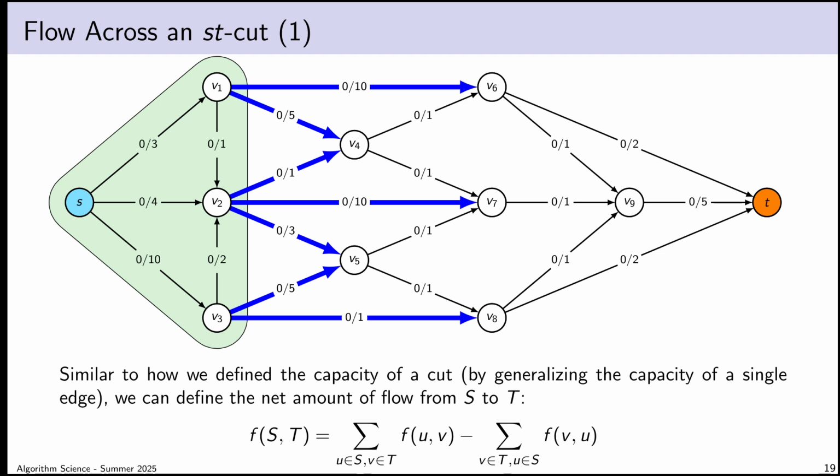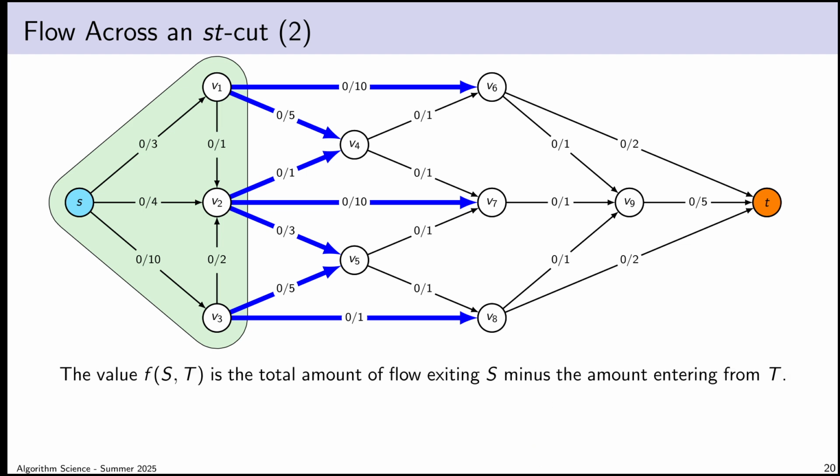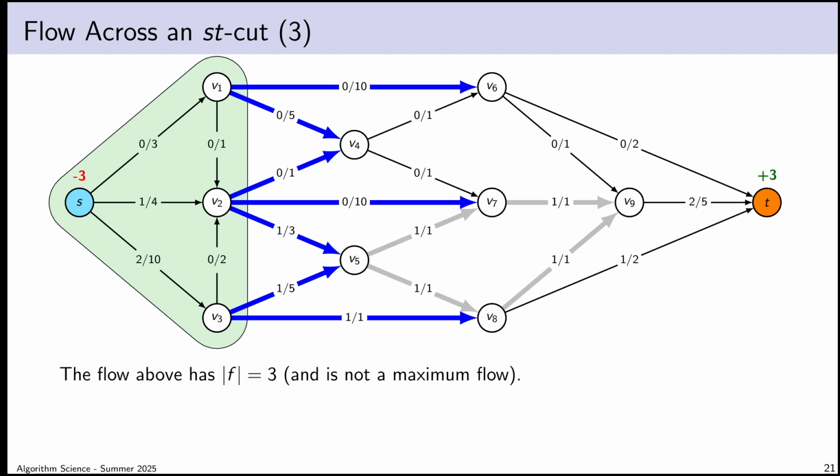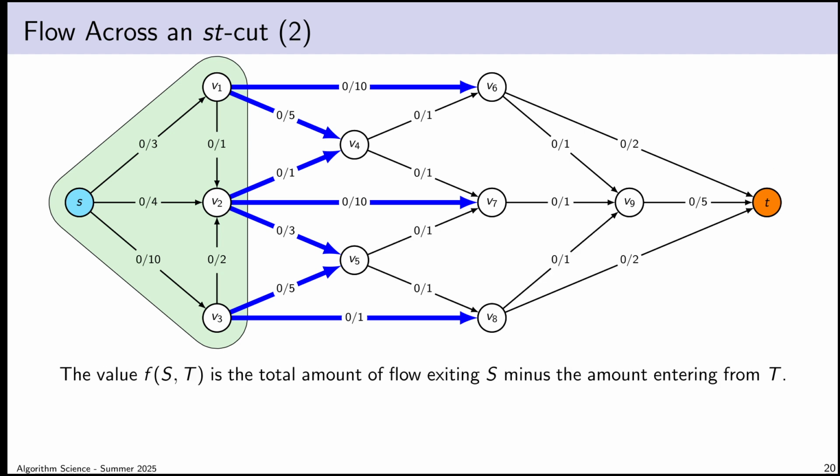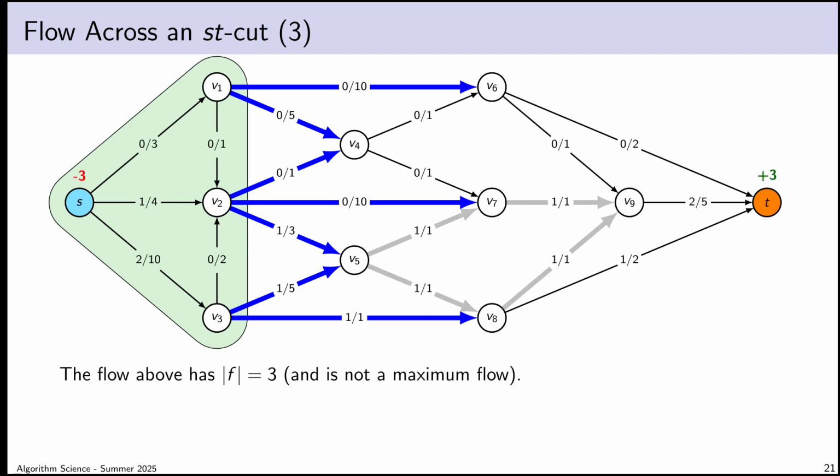So the flow across the cut is equal to the total amount of flow leaving the set S, so the flow across edges uv, where u is in S and v is in T, minus the total amount of flow that re-enters, so the amount of flow across edges vu, where v is in T and u is in S. And so we can think of that intuitively as the total amount of flow exiting S minus the amount re-entering it somehow from T. All right, so you'll notice on the previous couple of slides, we actually had a zero flow, but on this slide, I actually have some actual flow assigned to certain edges. The value of the flow overall, which is pretty clearly not a maximum flow, the value of this flow is 3.